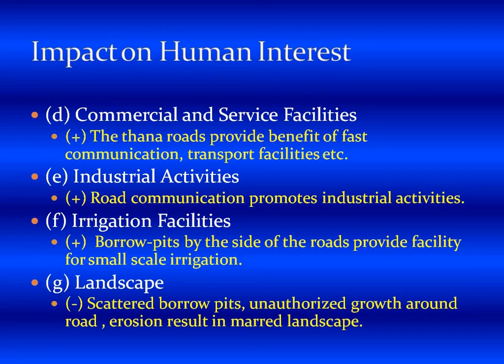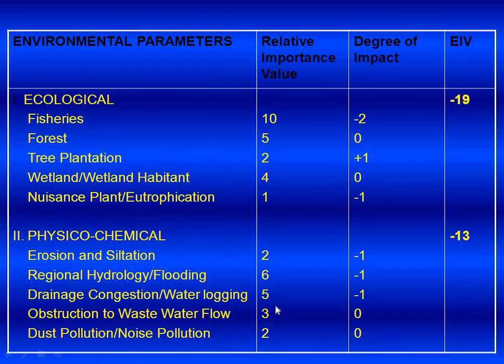Here we get fast communication and transportation, and road communication provides for the industrial activities. It can also support irrigation facilities; borrow pits on the sides of the roads provide facilities for small scale irrigation. Negative landscape effects: scattered borrow pits, unauthorized growth around the roads, and erosion, resorption, marred landscapes. So now if we evaluate that, see ecological: fisheries, forest, tree plantation, wetland habitation, nuisance plant, eutrophication, these things we just discussed. Physical, siltation, all things discussed.